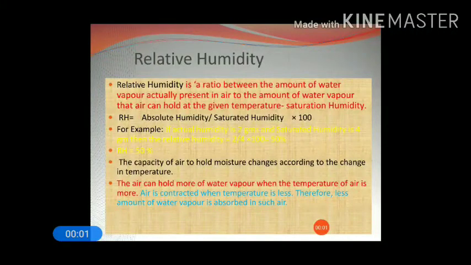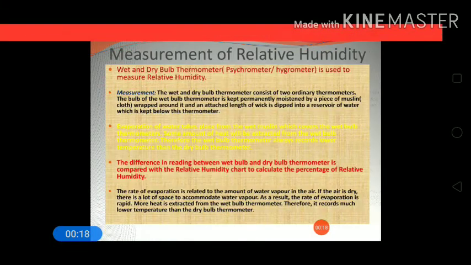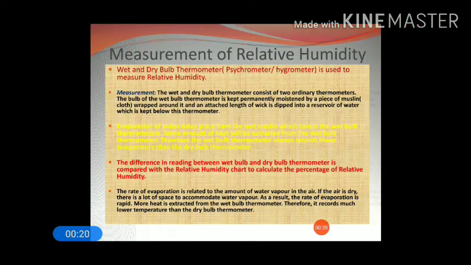Okay, students, in the last video we discussed different types of humidity, the definition of humidity, and also latent heats and all. So in this video we'll be learning how to measure relative humidity, what instrument is used to measure relative humidity, and what procedures are needed to measure relative humidity.